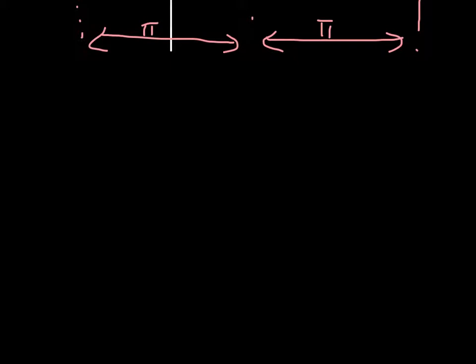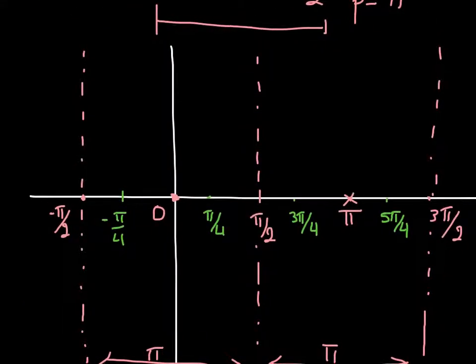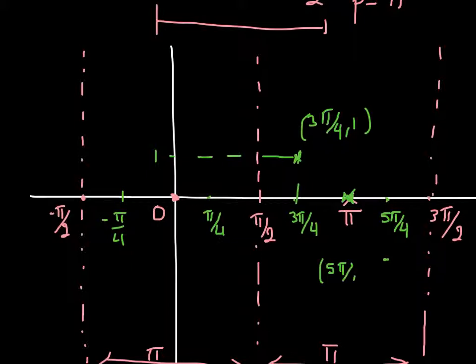Let's go back to our graph. 3 pi over 4, comma 1, it's going to be right over here. So the point will be right over here. This is 3 pi over 4, comma 1. We know we're going to cross at the x-intercept here, which makes 5 pi over 4 go down to negative 1. 5 pi over 4, negative 1 is another point on the graph.